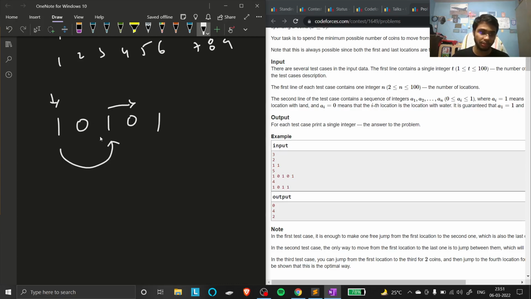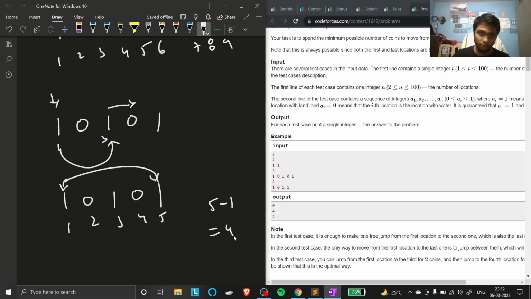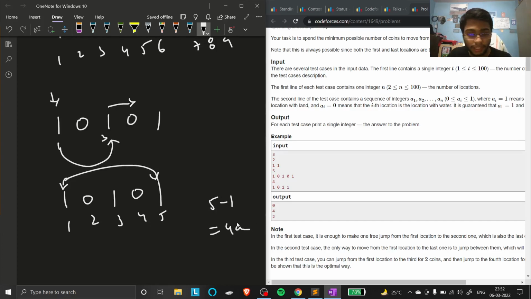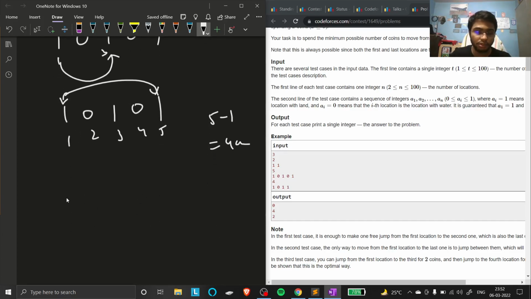What is the difference? Two. 1 minus 3 is 2. So you will die. So what the question did, they directly jump to here. Fine. So that is why there is a possibility. So how many distance is there? 1, 2, 3, 4, 5. 5 minus 1, 4 coins they had spent. Fine. That's the question. I hope you understand the question.